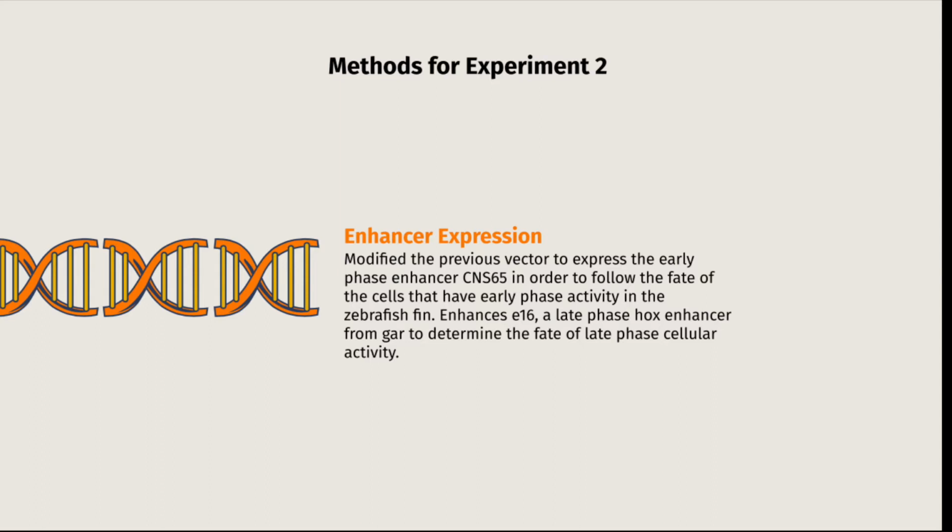E16 is a gar Hox A enhancer taken from the spotted gar, which is a ray-finned fish that's more ancient than the zebrafish, so it may have some evolutionary significance in terms of its genome from the past. And in previous experiments, this enhancer was shown to be a marker for hand and digit formation by doing a swap. So when you put the enhancer in mice, you get normal digit and wrist formation.